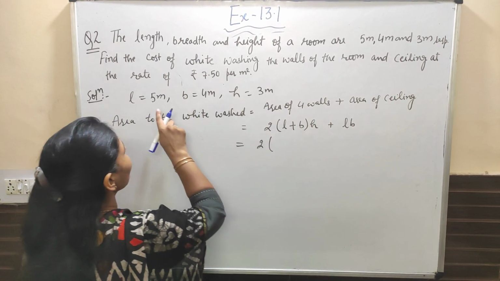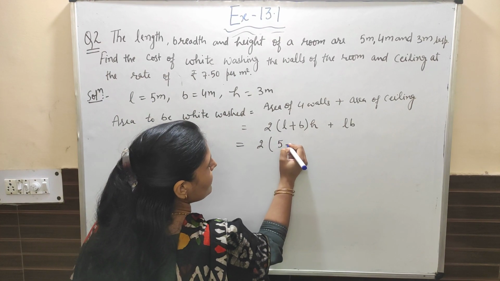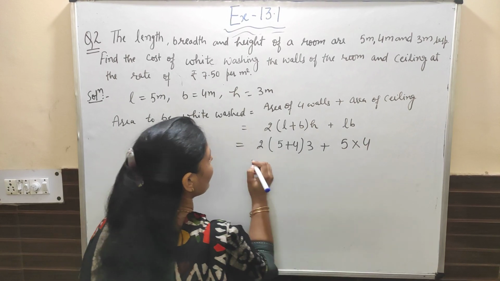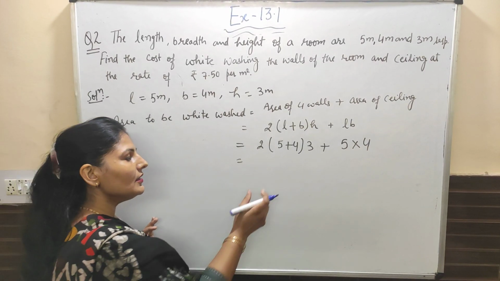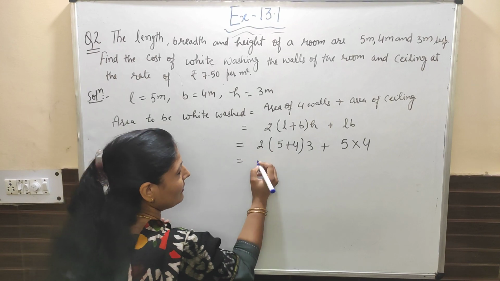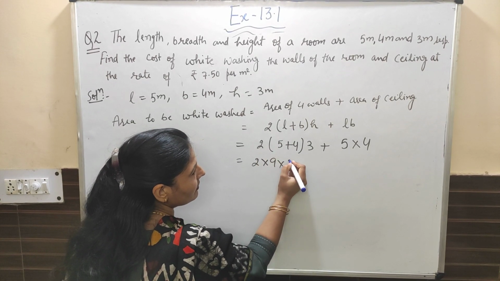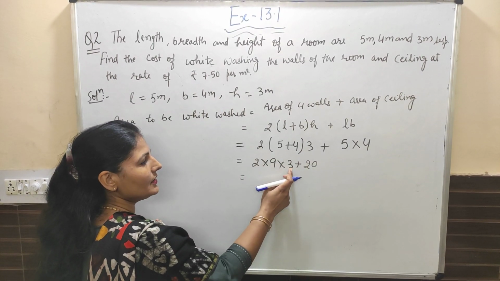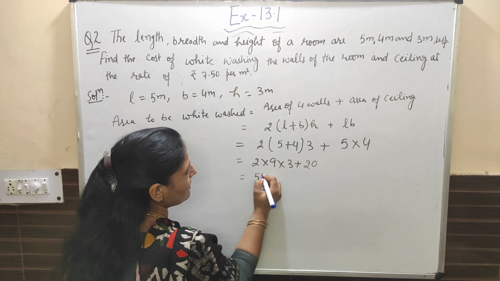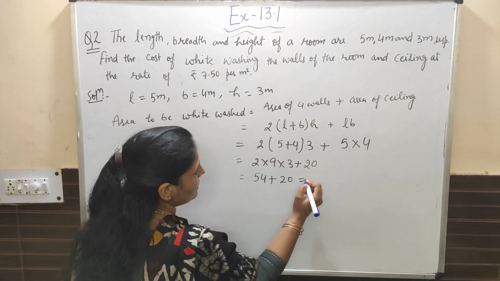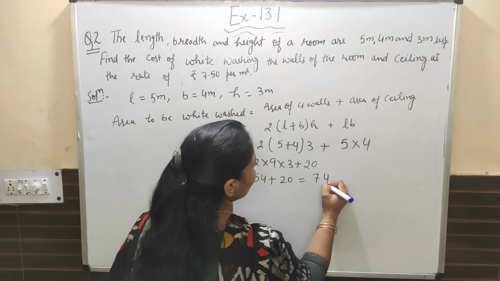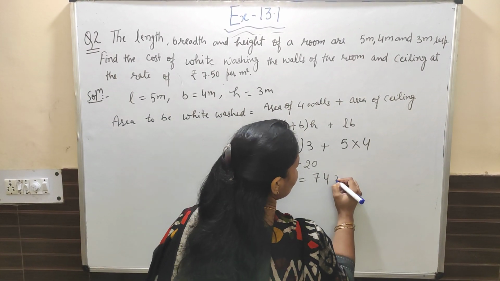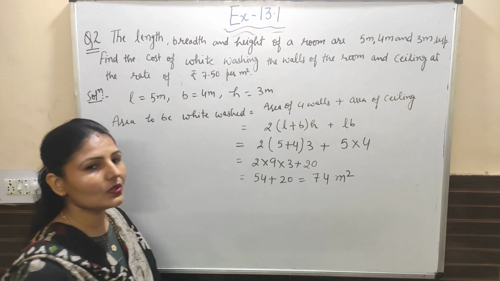Now put all the values here. 2 into (L plus B), L plus B is 5 plus 4 here. Height is 3. Again 5 into 4. Now we will solve it. 5 plus 4 is 9. 2 into 9 into 3. And 5 4s are 20. 2 3s are 6. 9 6s are 54. 54 plus 20 will be 74. It means area to be whitewashed will be 74 meter square.